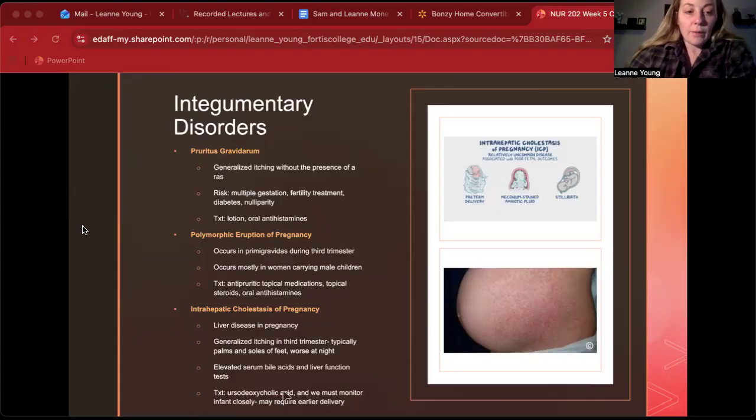How do we diagnose it? They're going to have elevated serum bile acids on their liver function tests, and we also need to perform extensive liver function tests to assess the function of the liver. Treatment is going to be this med. I'm not going to try and say it. And we must monitor the infant closely. So sometimes with cholestasis, I've seen women get induced as early as 37 weeks of gestation because it can pose such a high risk for your pregnancy. So that is something you guys definitely should know.